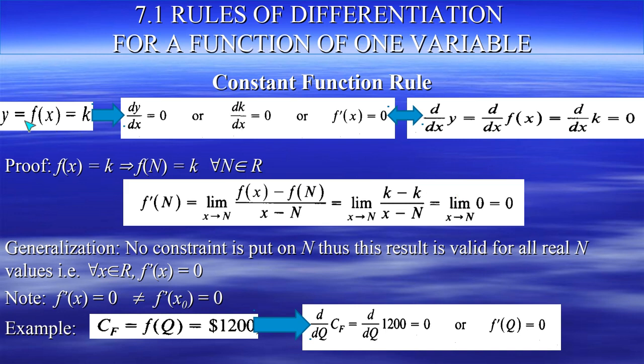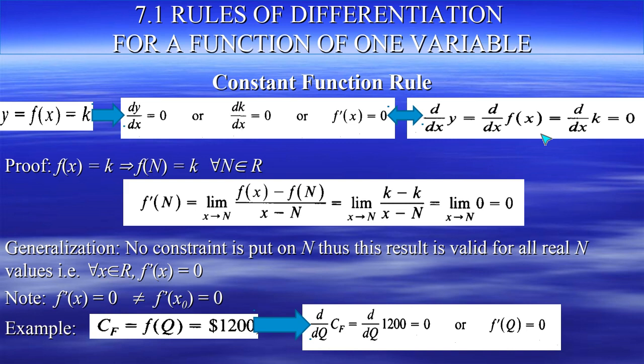When we have a function y equals f of x equals k, a constant k being a real number, a real constant, then its derivative dy over dx is equal to 0, or dk over dx is equal to 0, or f prime of x is equal to 0. Those are the ways to express the same thing, which means the derivative of the constant function is 0. And it is quite intuitive because a constant means something which doesn't change, and the derivative is the limit of the rate of change.